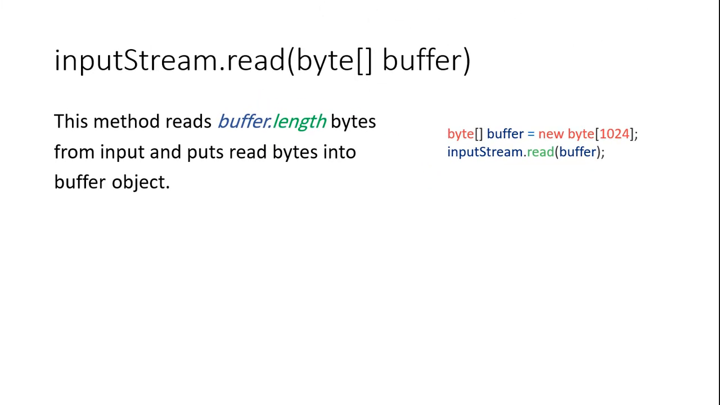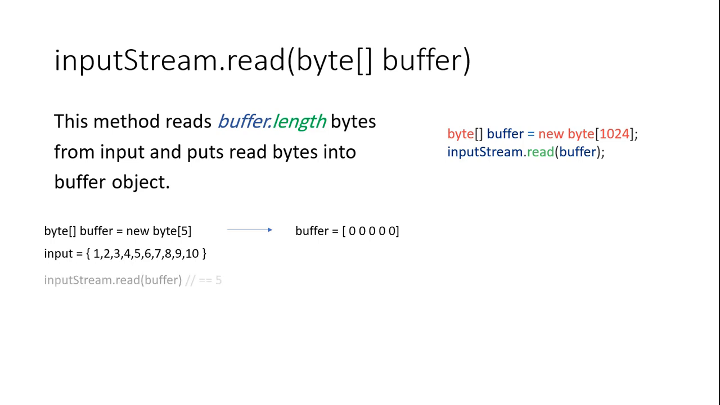The second read method reads buffer.length bytes from input and puts them into the buffer. Suppose we have this buffer and this input. The buffer length is 5 bytes. When we call read, it reads 5 bytes from input and puts all of them into the buffer object and returns 5 as the result. Why 5? Because the buffer length is 5 and in every read, it can read between 0 and the buffer length bytes. Now suppose we have this input.